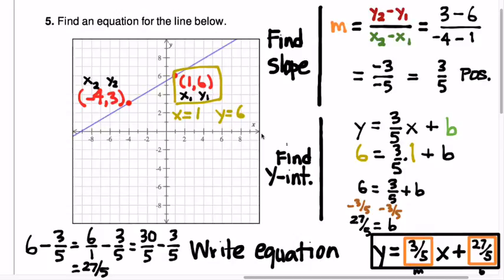So by the way, 27 over 5, as a decimal, is 5.4. So if you thought 5.5 was the y-intercept, you almost had it. You were 1/10 off. But 5.4, in fact, is the accurate y-intercept for this line.